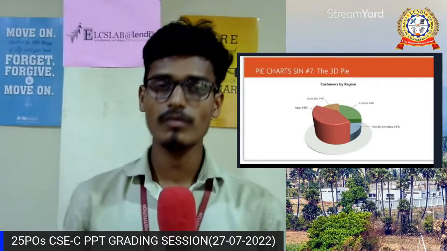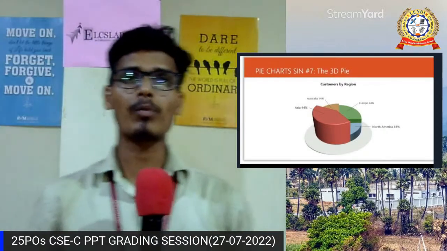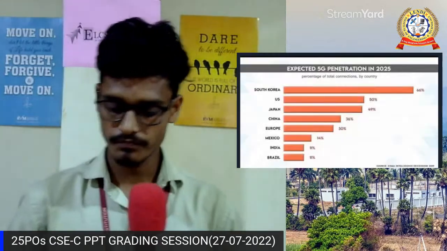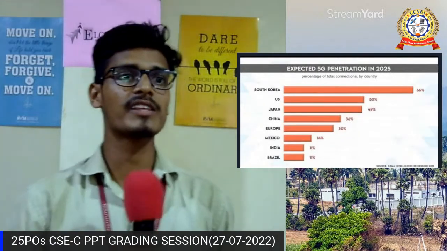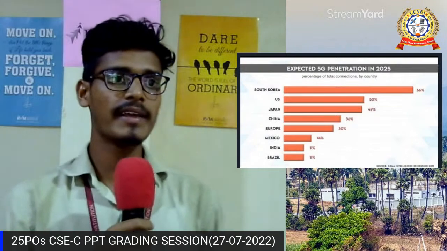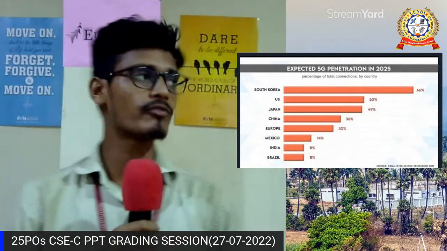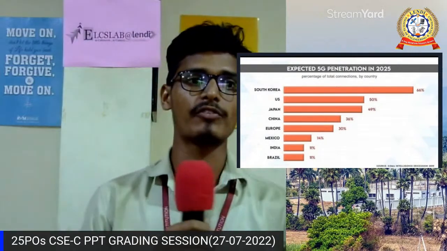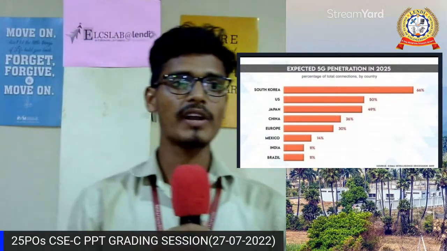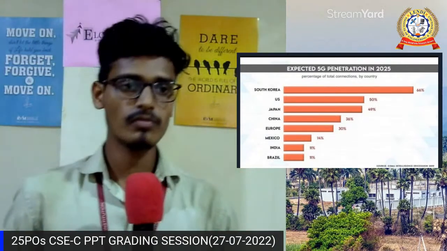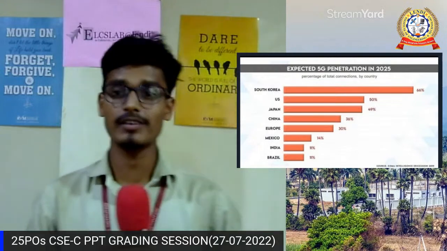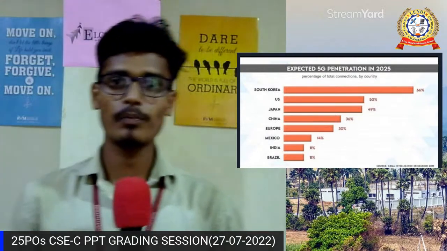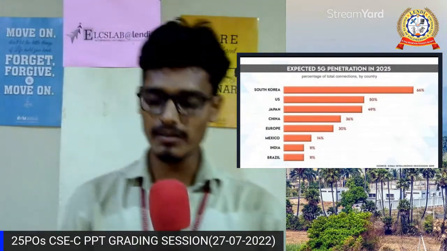The total bid is 1.42 trillion crores and 5G penetration is expected in 2025. In the graph, South Korea is at 66%, USA 50%, Japan 49%. Like this, by bad luck, we are in the last stage in 5G network. We hope 5G will take place in India earlier.